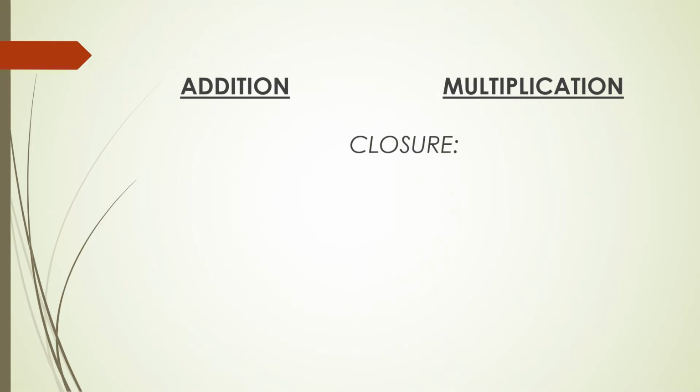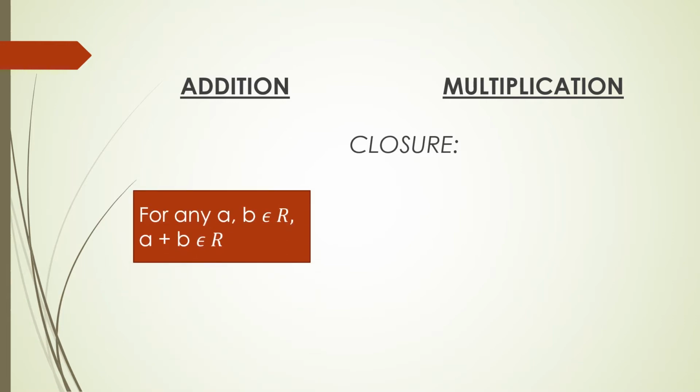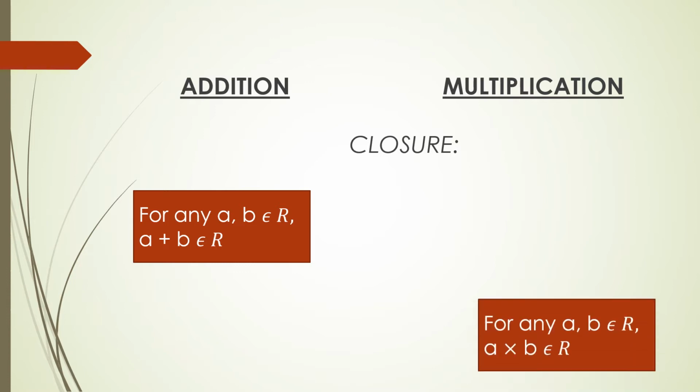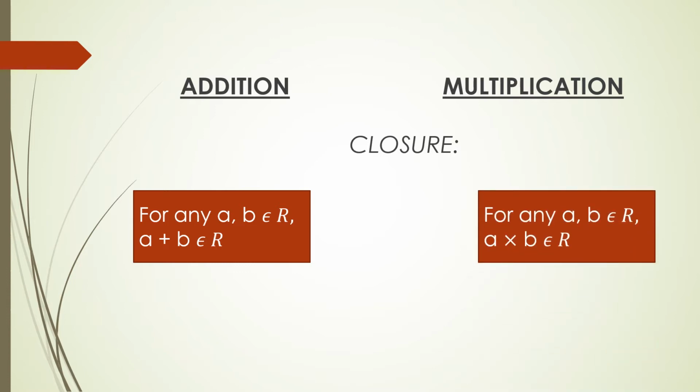For both operations and their closure property, addition and multiplication, the set is closed. Under addition, for any a, b element of R, a plus b is an element of R. Under multiplication, for any a, b element of R, a times b is an element of R. This means if we add any two elements in R, we get another element in R. Similarly, if we multiply any two elements in R, we get a third element in R.